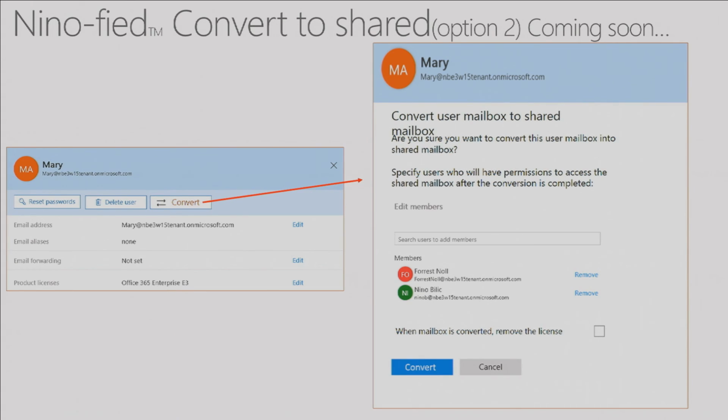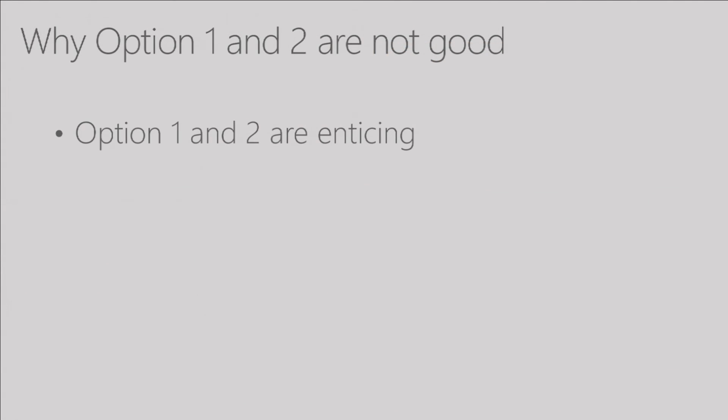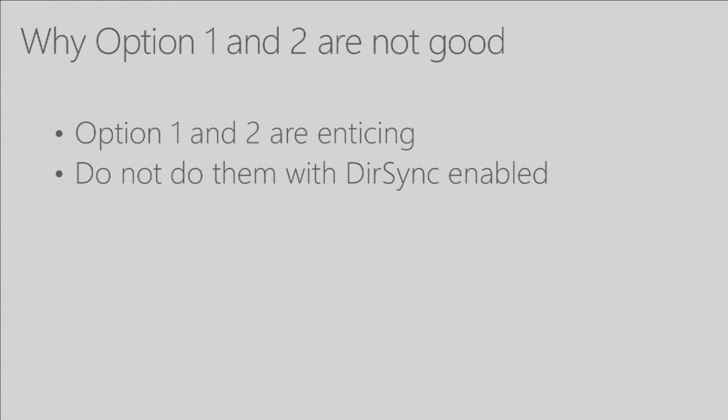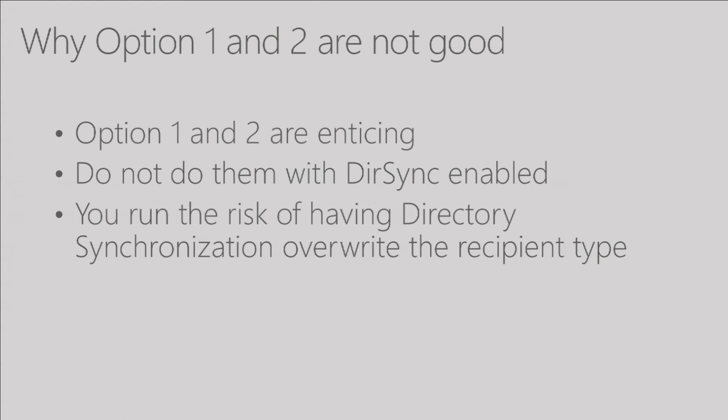So this will work for a user that you've created in the cloud and they have an on-premises mail object. You can convert it directly into cloud, but you run the risk of overwriting it. So as much as I love Nino and the work he's doing here, I would say do not convert your mailboxes directly into cloud to a shared mailbox. What you want to do instead is move the mailbox back on premises, convert it to a shared mailbox, and then move it back to the cloud.